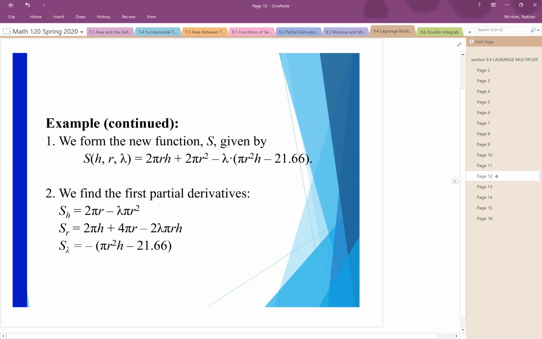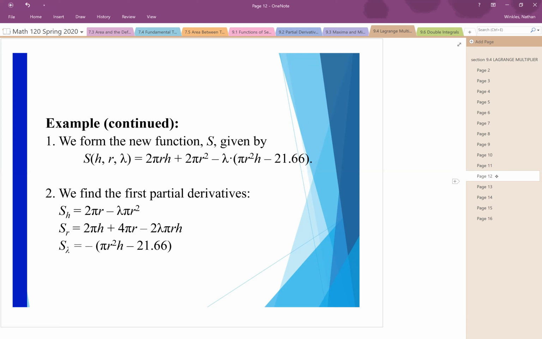So our function becomes S of h comma r comma lambda is equal to 2 pi r h plus 2 pi r squared minus lambda times pi r squared h minus 21.66. Taking our three partial derivatives, S sub h is 2 pi r minus pi times lambda r squared. S sub r is 2 pi h plus 4 pi r minus 2 lambda pi r h. And then S sub lambda is minus pi r squared h minus 21.66.